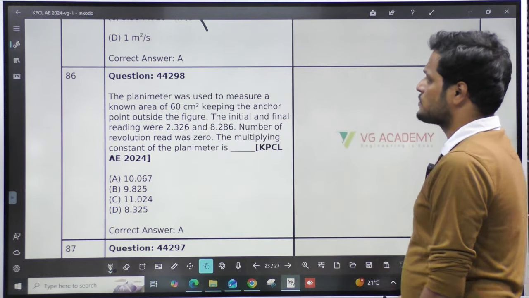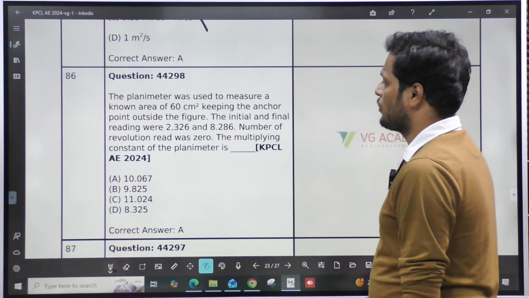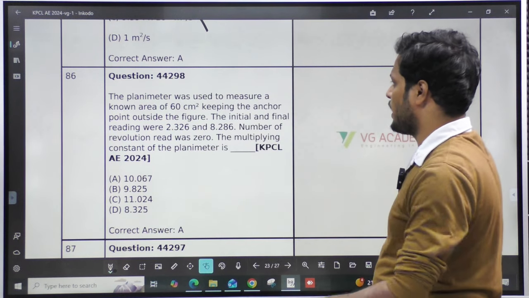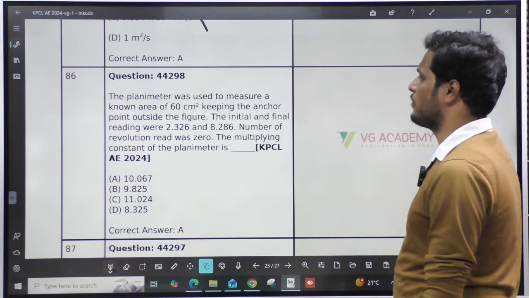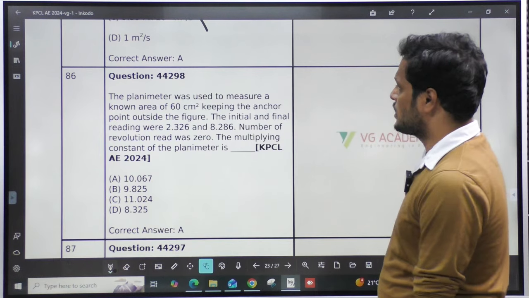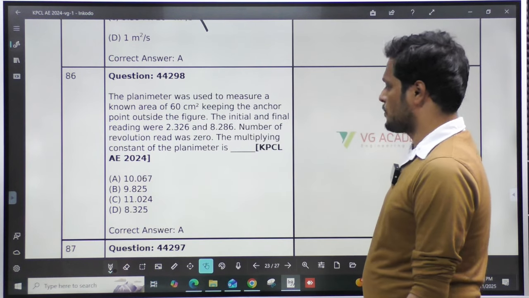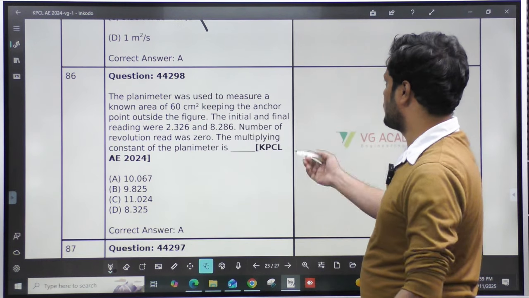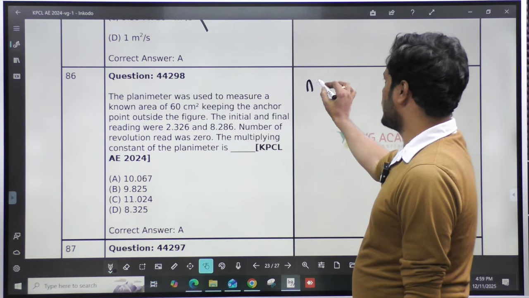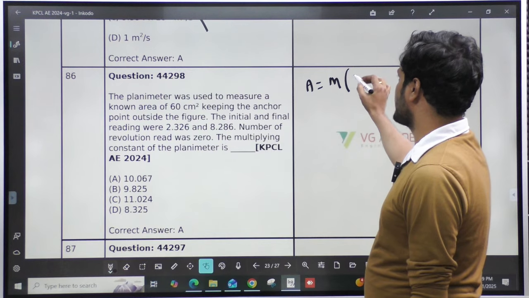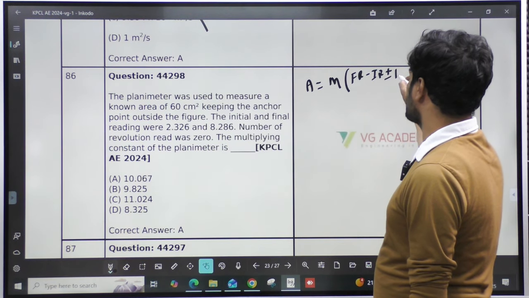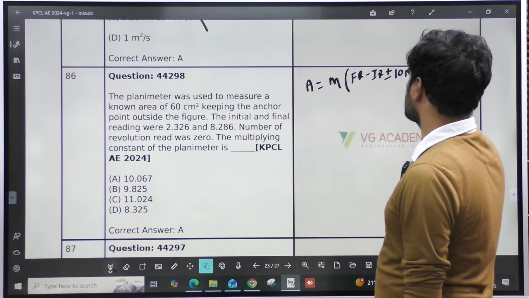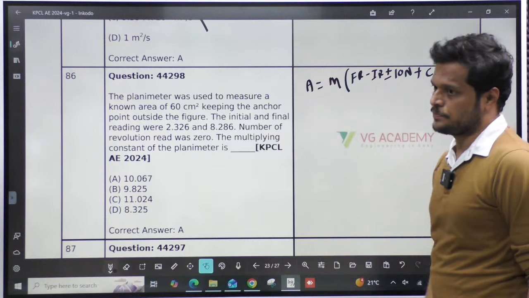A planimeter was used to measure a known area of 60 centimeter square, keeping the anchor point outside the figure. The initial and final readings are given, and the number of revolutions read was 0. The multiplying constant will be. So planimeter, yesterday only our class completed planimeter. So area by planimeter is multiplying constant into final reading minus initial reading, plus or minus 10 times the number of revolutions, plus zero circle correction. Okay.